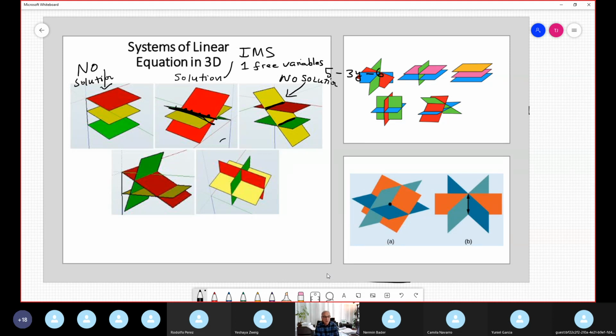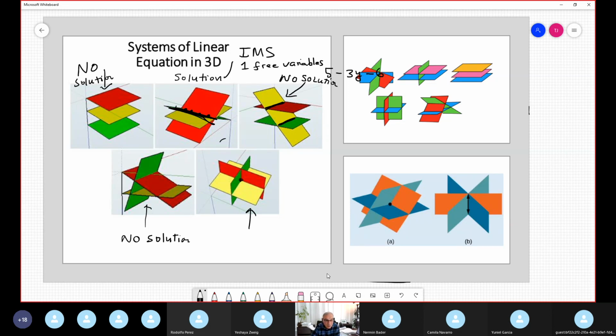Yeah. Clear. What do you think about this scenario? Solution or no solution? No solution. Absolutely. You're right. And the last one, this one. Solution or no solution? Solution. Yes. In this case, only one point.